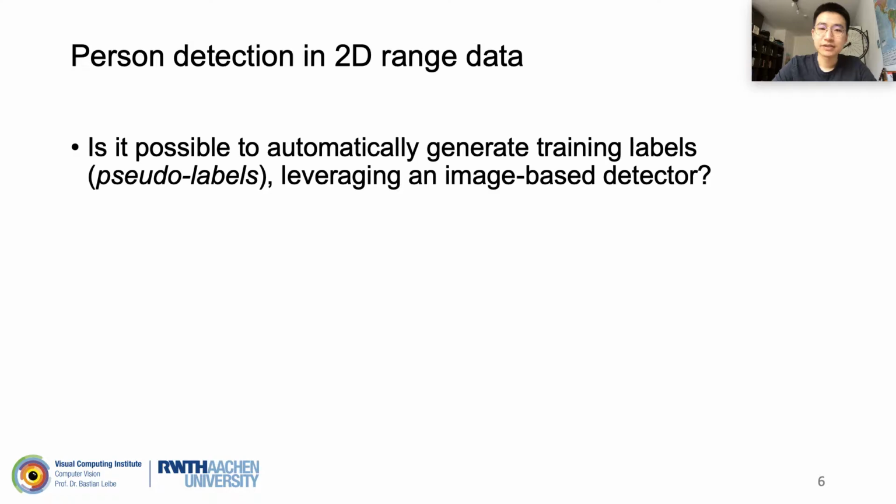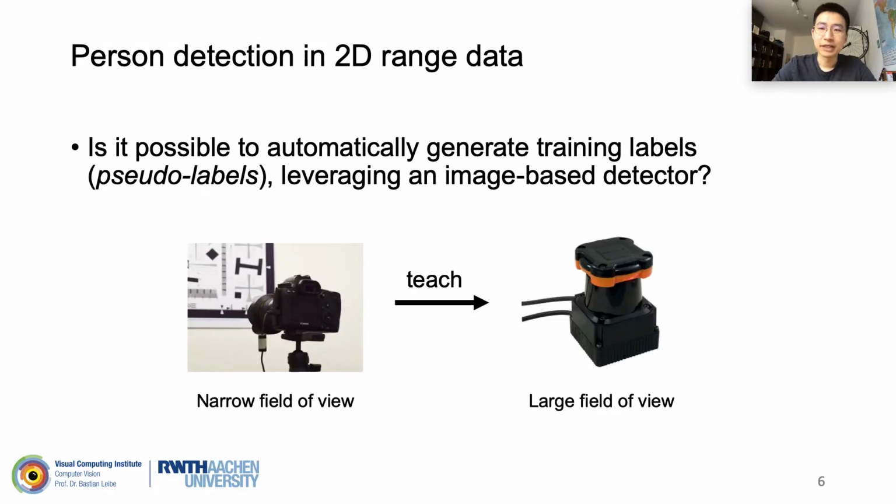So we ask ourselves this question: is it possible to automatically generate training labels for a 2D LiDAR-based detector using a pre-trained image-based detector? We call these labels pseudolabels because they are automatically generated rather than manually labeled. There are many application scenarios where this could be useful. For example, we could generate pseudolabels while the robot is operating and use them to improve the LiDAR-based detector, which gives us detections in a much larger field of view.